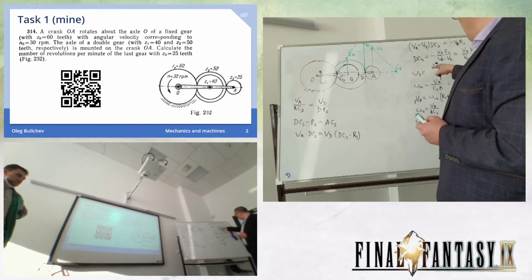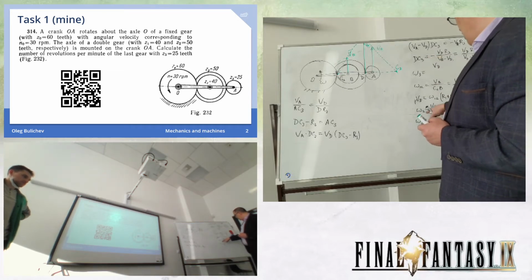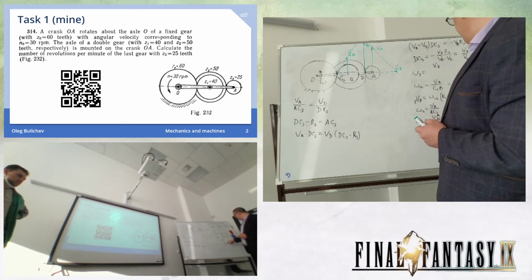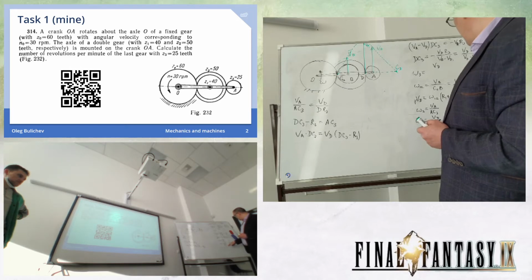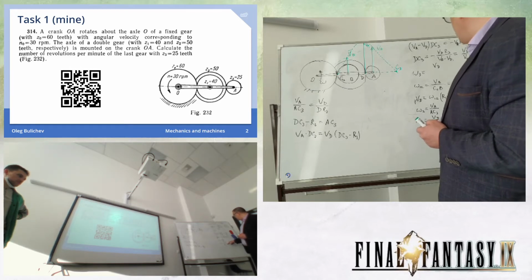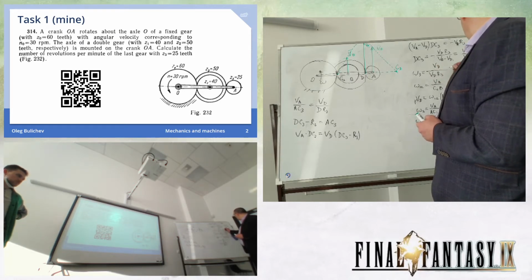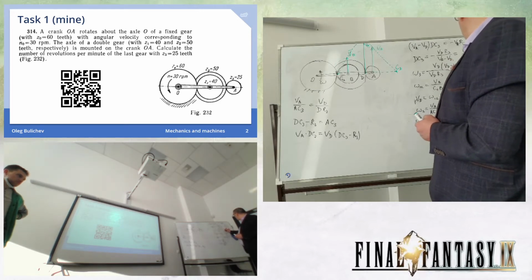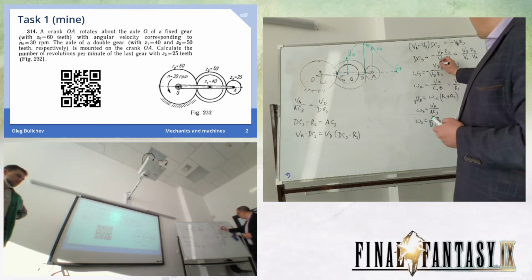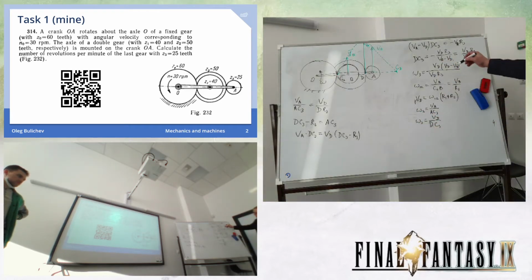And then use this here. VD divided by DC3 gives VD minus VA, here and here, then VD minus VA divided by R3.